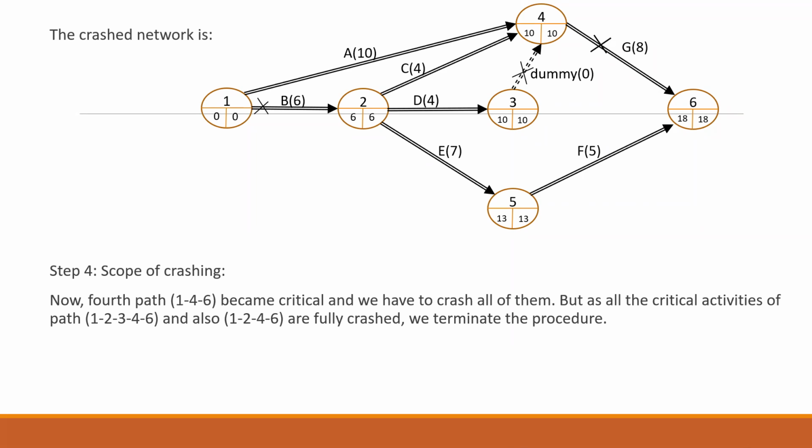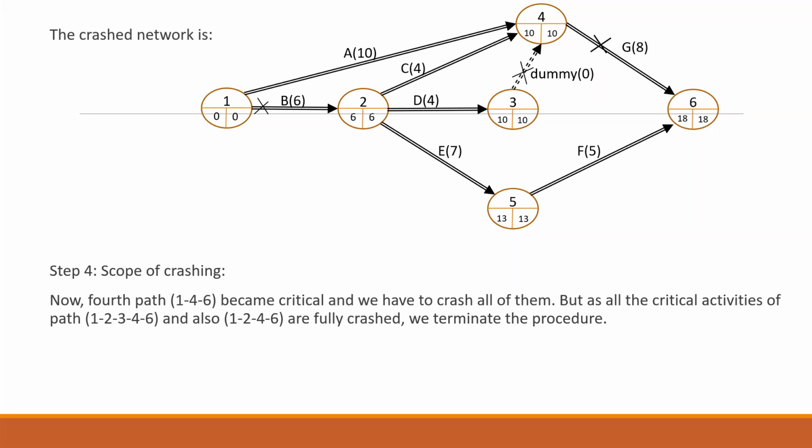Okay, now the fourth path, that is 1-4-6, becomes critical. If you look at the diagram now, all my activities become critical activities. And I have one additional critical path as well, that is 1, 4, and 6. But remember, my original critical path has not changed. It should remain the same.